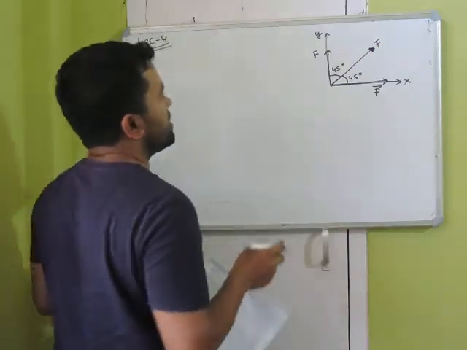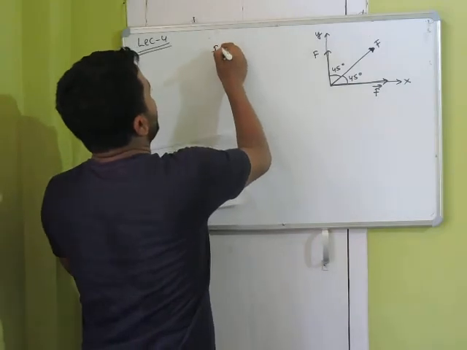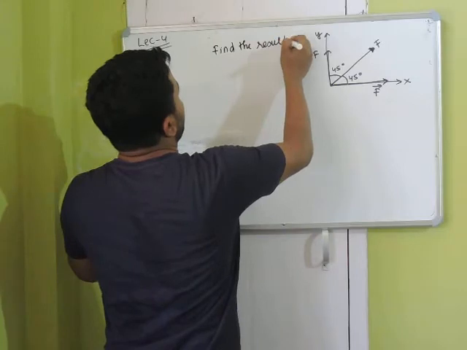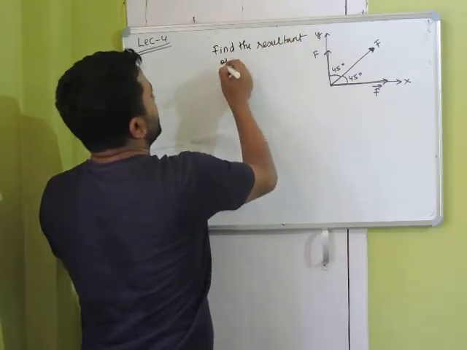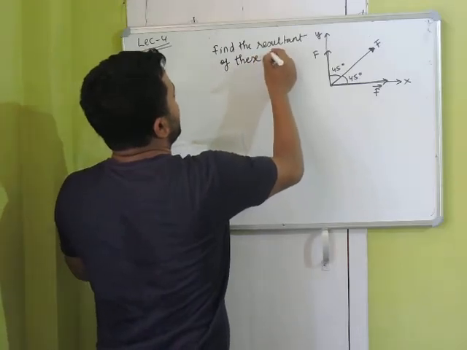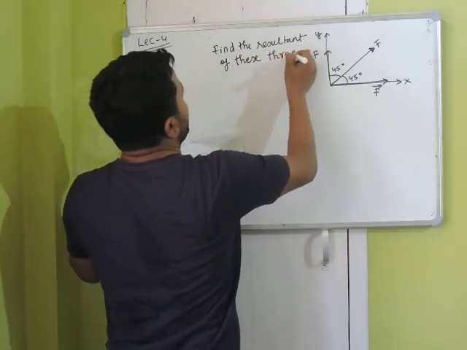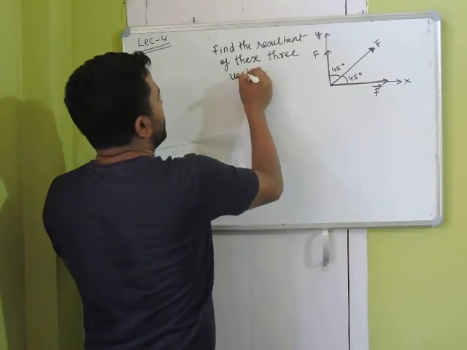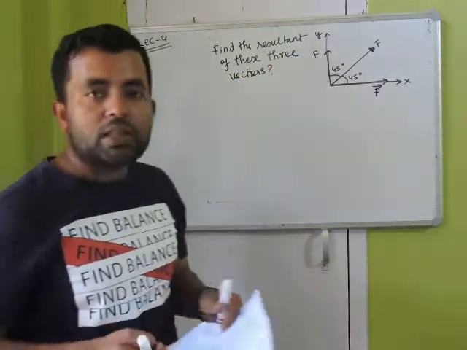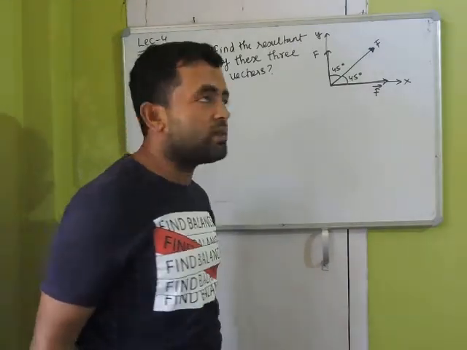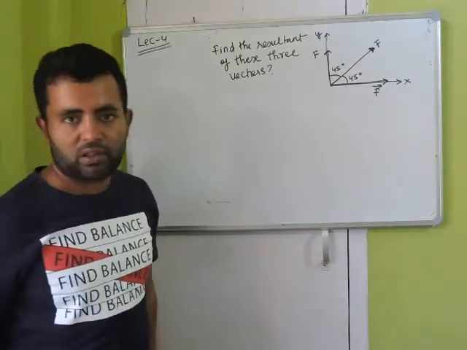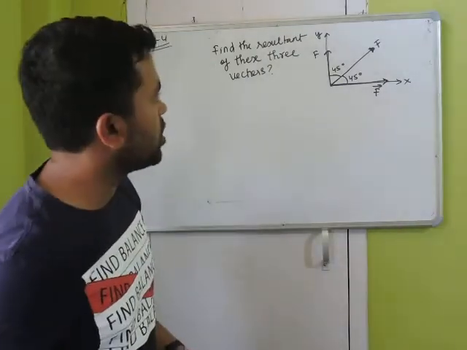Now the question is, find the resultant of these three vectors or forces. Now it turns out we know how to add two vectors, but the same method can be used for three vectors. So we have three vectors here. Okay, so let us solve one by one.